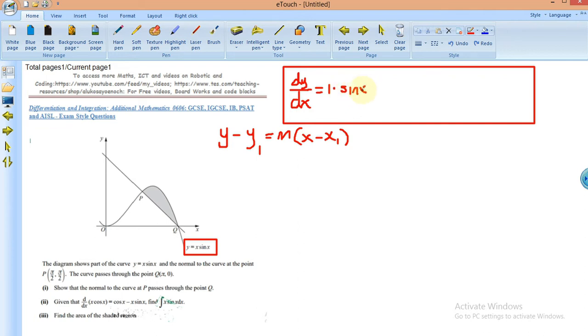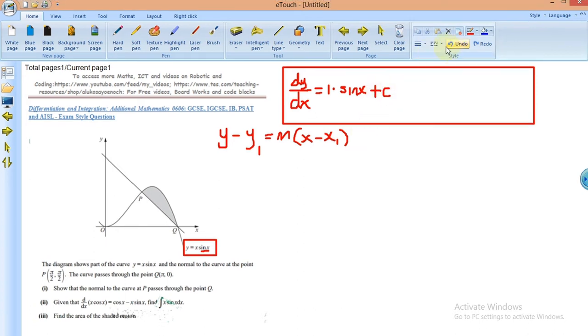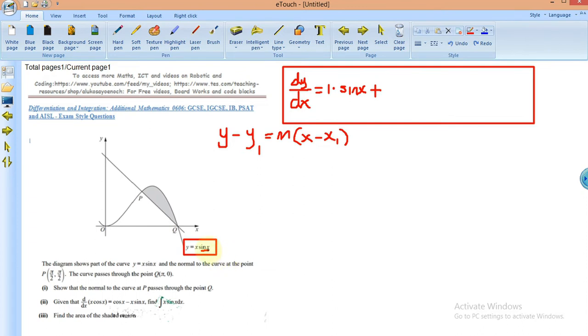Then plus, differentiate the second function: differentiate sine x, that gives you cos x, then multiply with the first function, which is x. So plus x cos x. Guys, hope that rule is cool: differentiate the first function, multiply by the second function, plus differentiate the second function, multiply with the first function. So I'll end up with sine x plus x cos x.